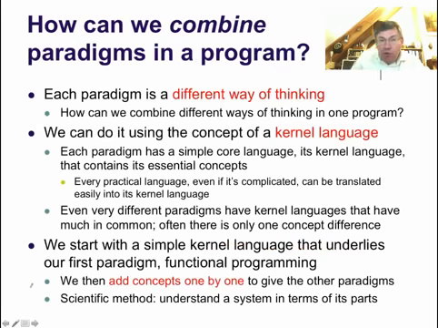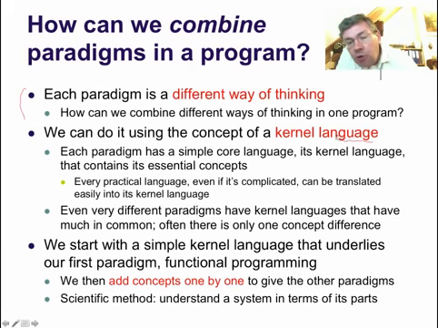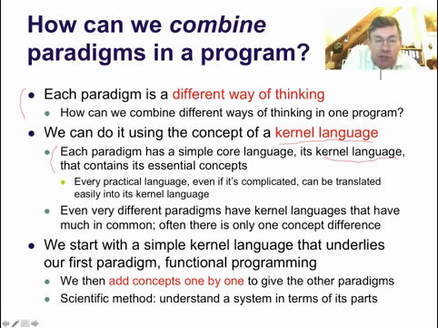Okay? So we get then to the second question, which is how? How can we combine different paradigms in one program? Any realistic program needs to solve different problems, so needs different paradigms in different parts. Each paradigm is a different way of thinking. How can we combine different ways of thinking in one program? Well, the approach that we will use is called the kernel language approach. And it's because in our research we find that each paradigm has a simple core language called its kernel language that contains the essential concepts.